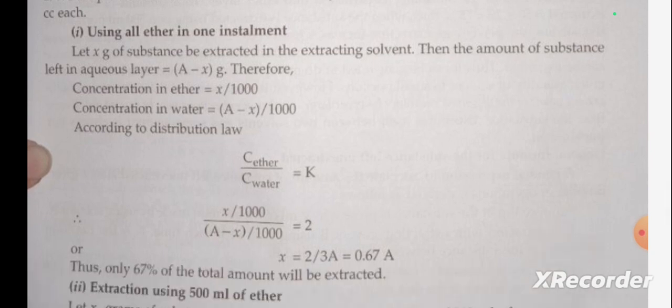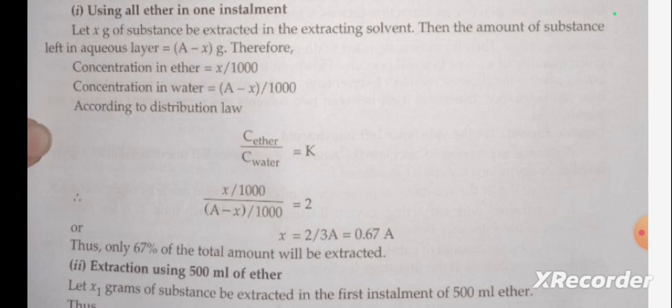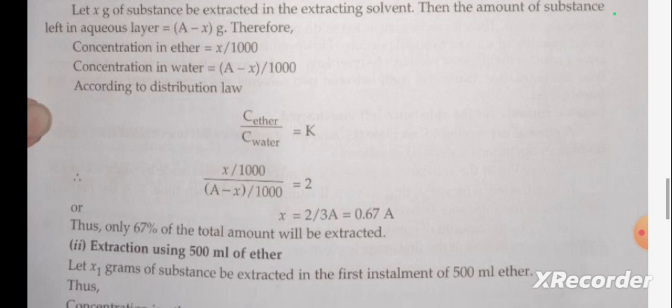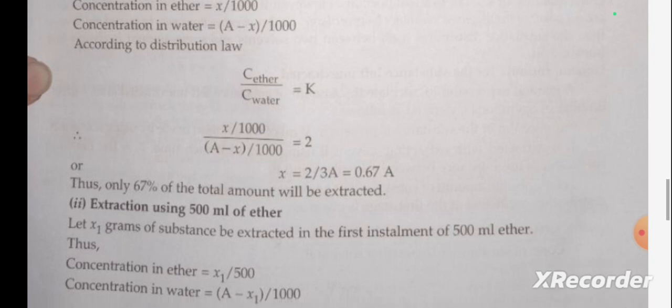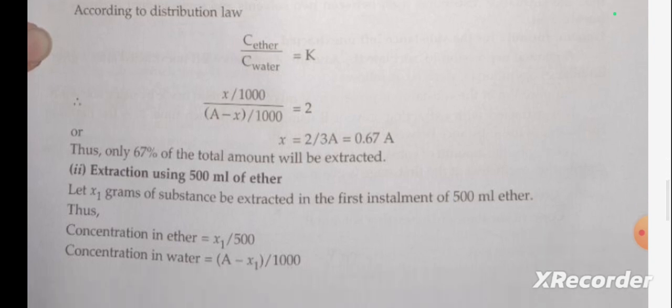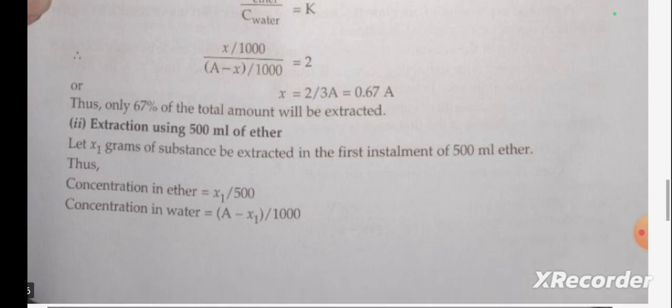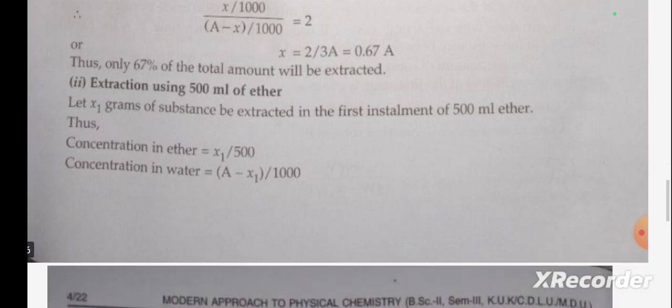Using all the ether in one installment, let x gram of substance be extracted into the extracting solvent, then the amount of substance left in the aqueous layer is A minus x. Concentration in ether is x by 1000. Concentration in water is (A minus x) by 1000. According to the distribution law, C ether by C water, x by 1000 divided by (A minus x) by 1000 is equal to 2. x is equal to 2 by 3 A, 0.67 A. Thus, only 67% of the total amount will be extracted.